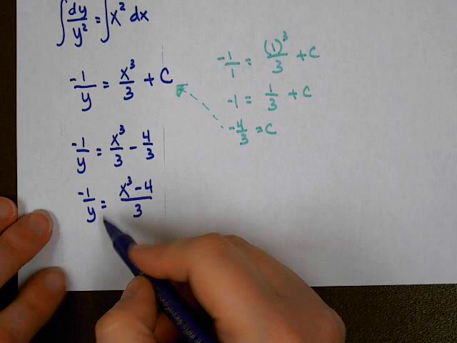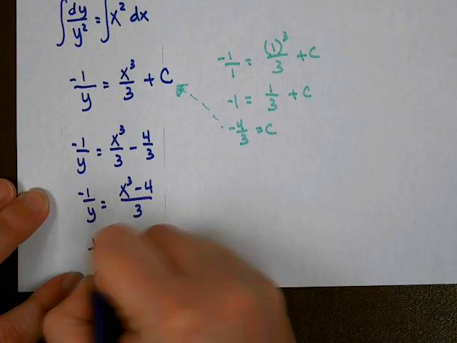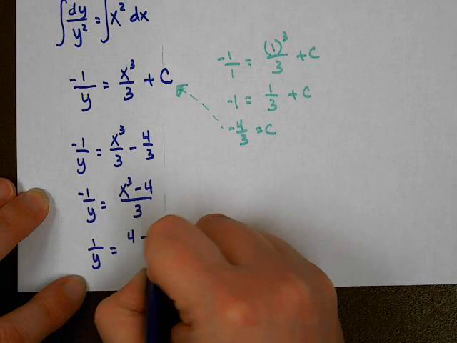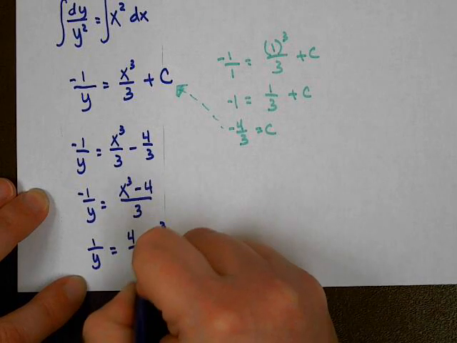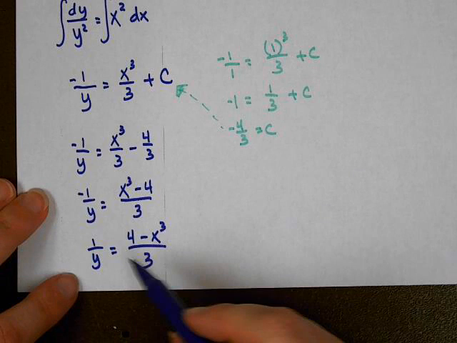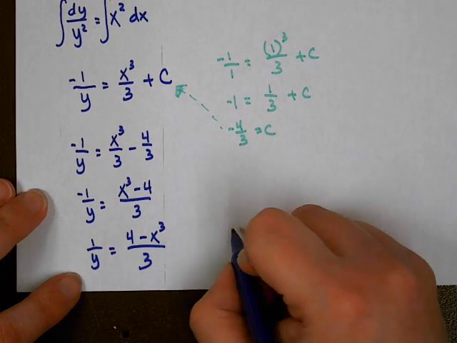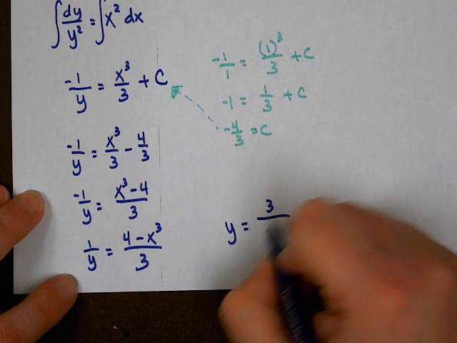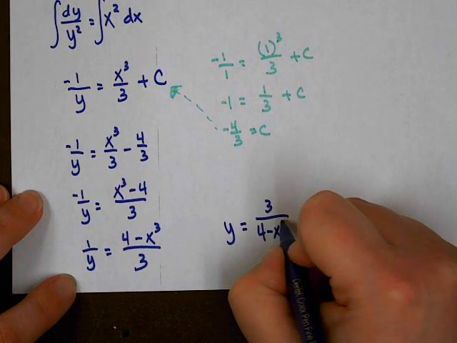And then solving this, you've got a couple different options for doing it, but I'm going to multiply both sides by negative 1. So 1 over y is equal to 4 minus x cubed over 3. And then I just need to take the reciprocal of both sides in order to get the y on top. So it's going to be y equals 3 over 4 minus x cubed.